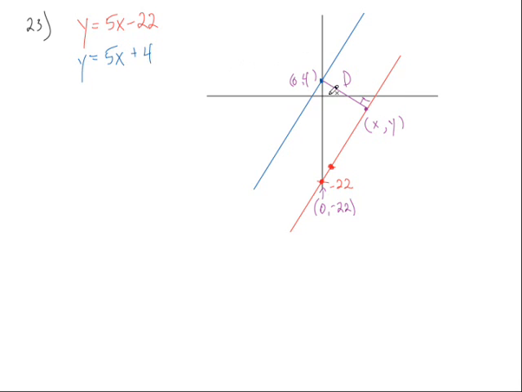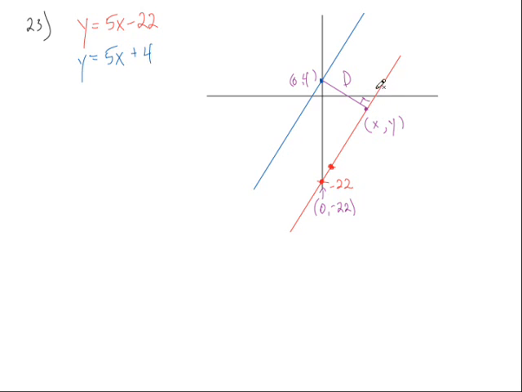Now, all the work really goes into just finding x and y. If I can find x and y, the distance part isn't hard, is it? The distance formula part of it is the easy part. You just plug numbers in, plug and chug, and you get a distance. It's finding this point that you want to do. All right? We good with that?